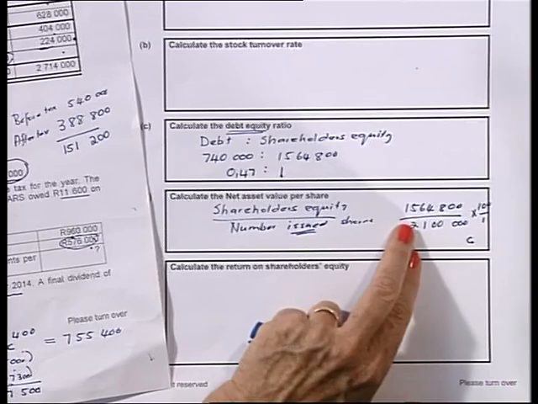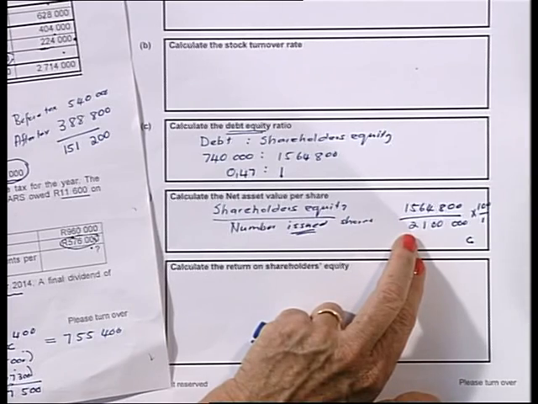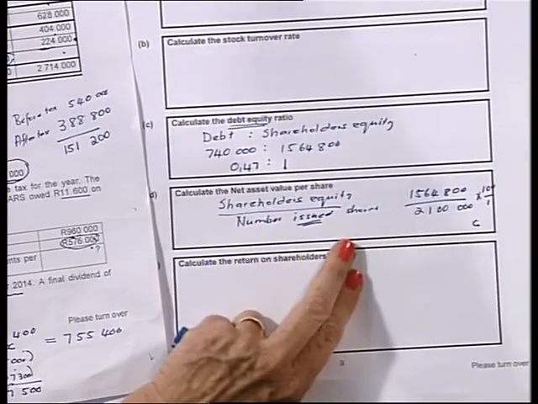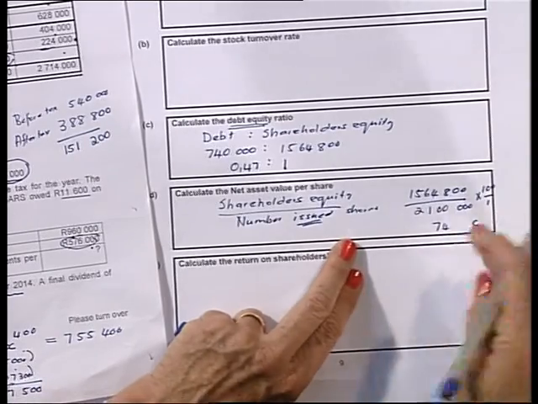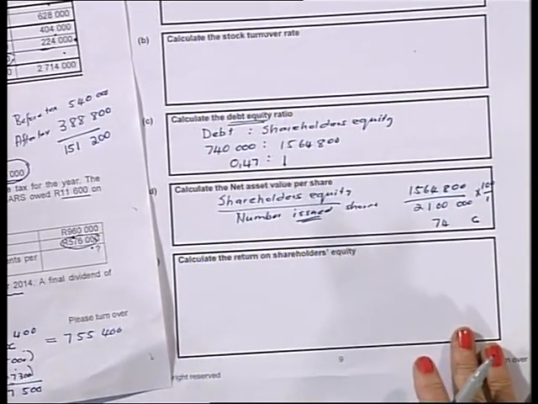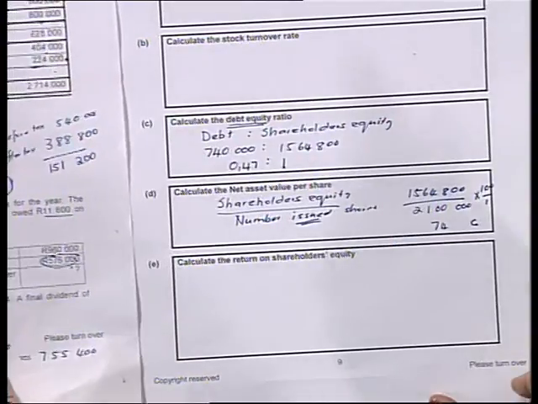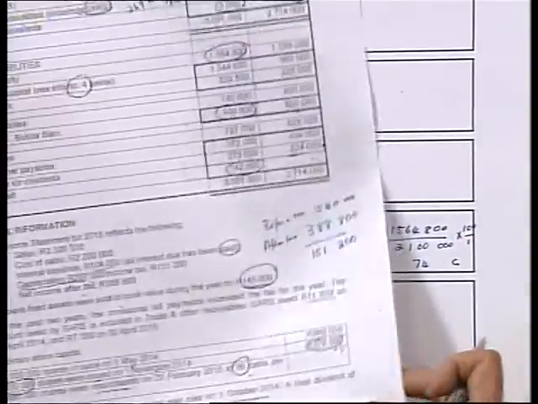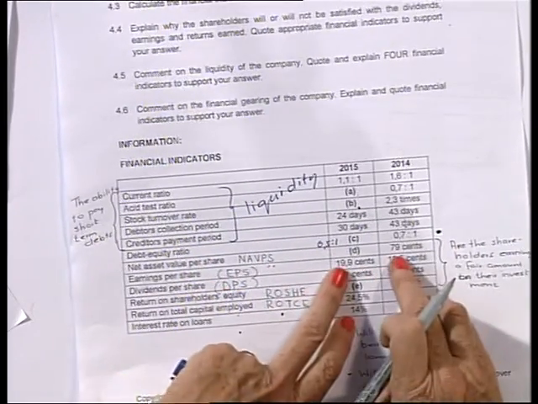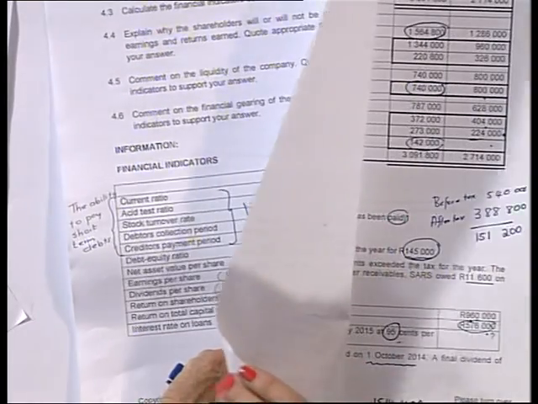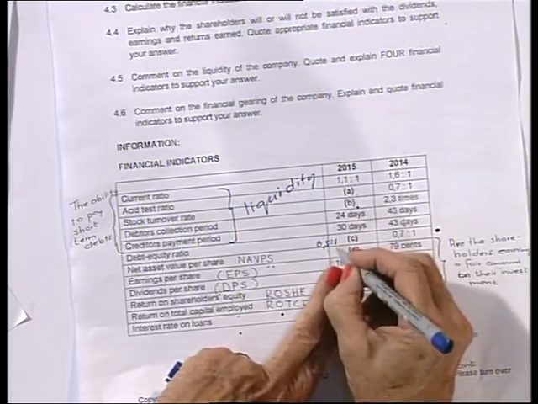So we say 1,564,800 divided by 2,100,000, and we get an answer of 74 cents. So our net asset value is 74 cents. Then if you look at your net asset value, it has increased. The new answer is 74 cents.